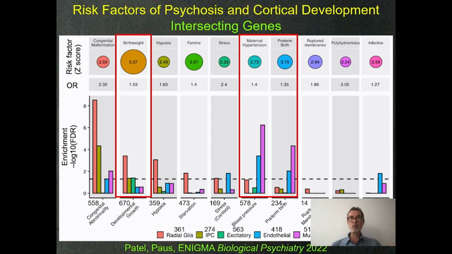On the other hand, when we look at genes that are related to maternal hypertension and preterm birth, those genes intersect mostly with the vasculature genes. So we see 2 different pathways that may go towards lower surface area in relation to the early brain development.